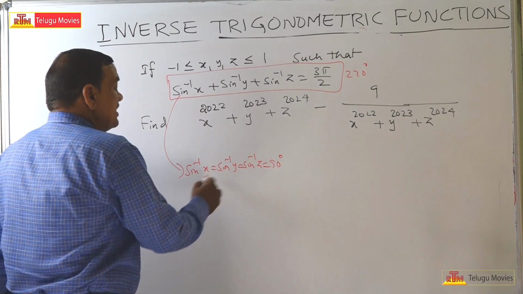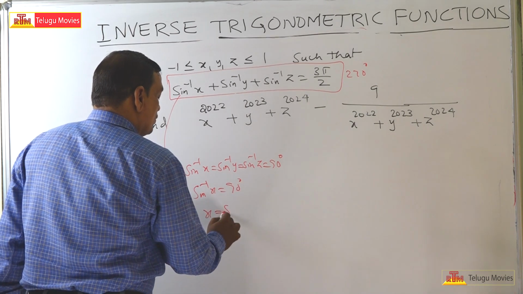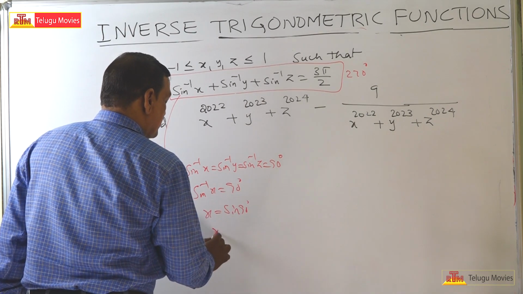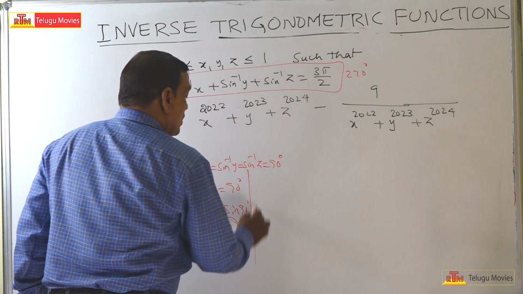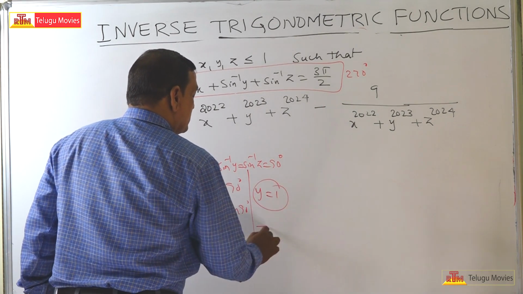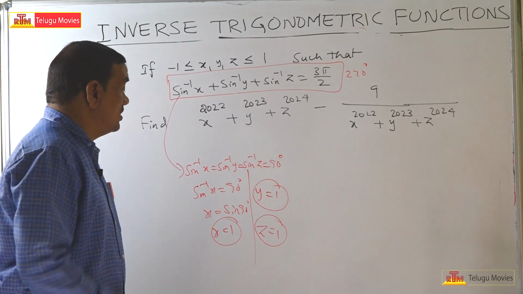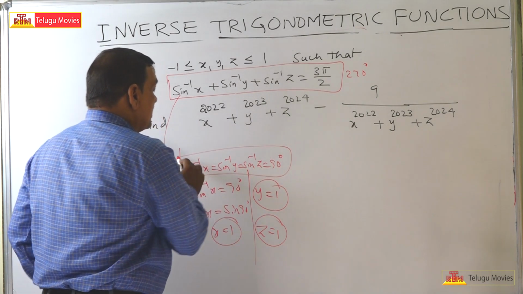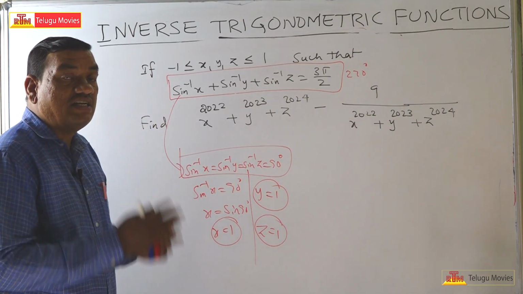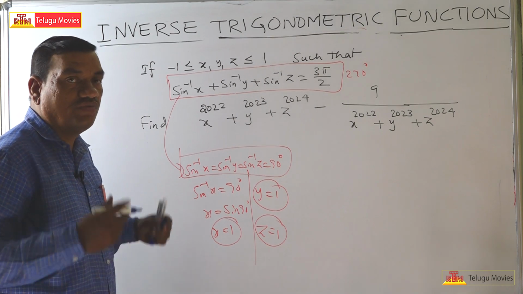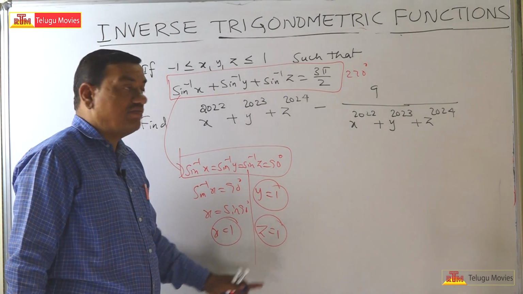Now, if sin inverse of x is equal to 90 degrees, then x is equal to sin 90 degrees. Therefore, x is equal to 1. Similarly, y is equal to 1, and similarly, z is equal to 1. Understand? Very easily. The only thing is to consider sin inverse of x, sin inverse of y, sin inverse of z, each equal to 90 degrees. Now x value is 1, y value is 1, z value is 1.